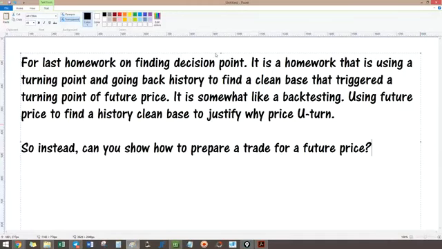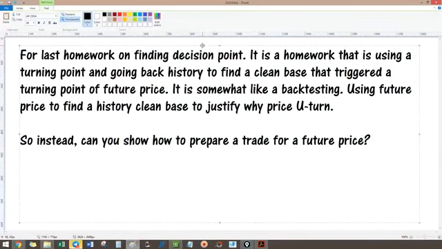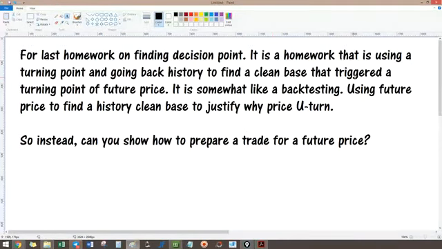Last homework on finding the decision point. It is a homework that is using a turning point and going back to history to find a claim base that triggered a turning point of future price. It is somewhat like a backtesting. Okay. Testing using future price to find a historic claim base to justify why price turned.